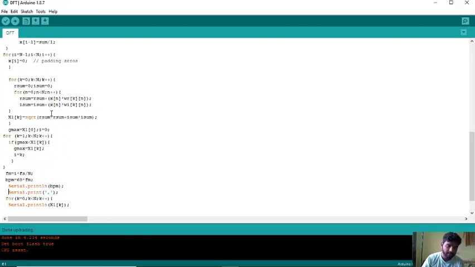If you want to find the magnitude of some complex number, that is x plus iy, then we will find the magnitude as follows: under root of x square plus y square. The same procedure is followed here.